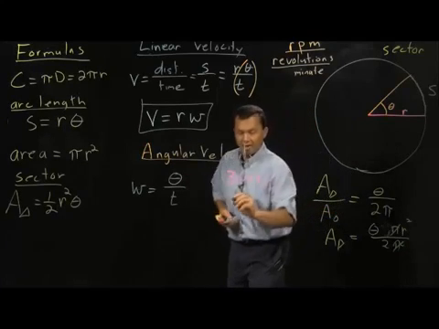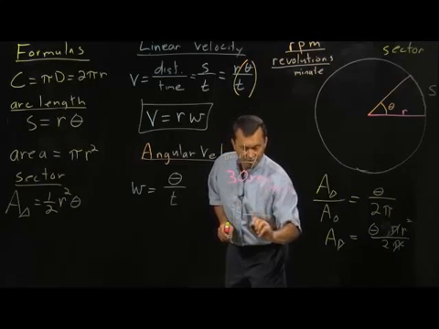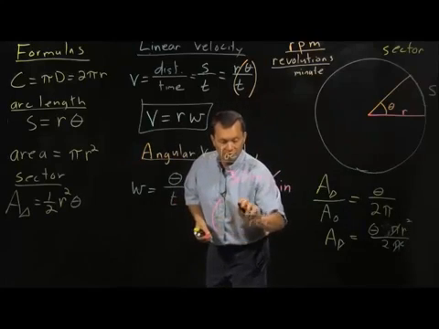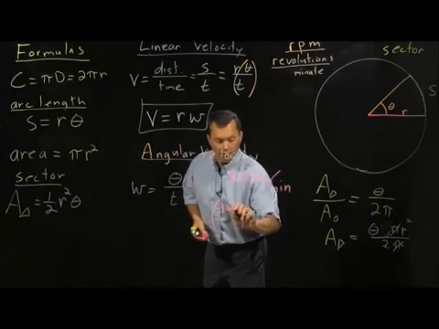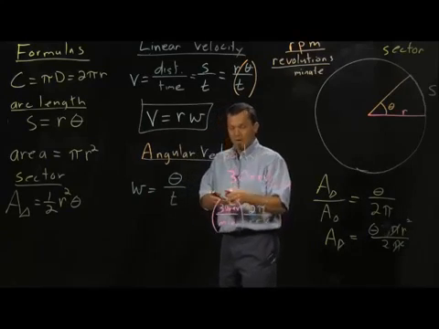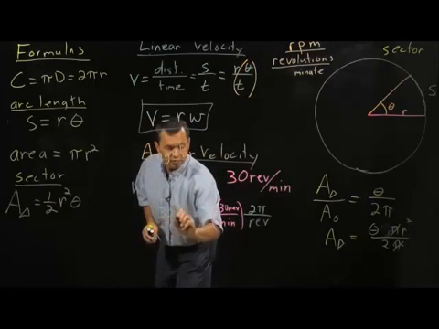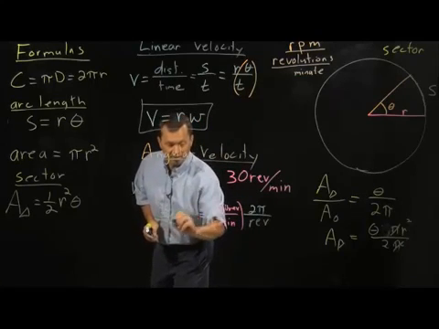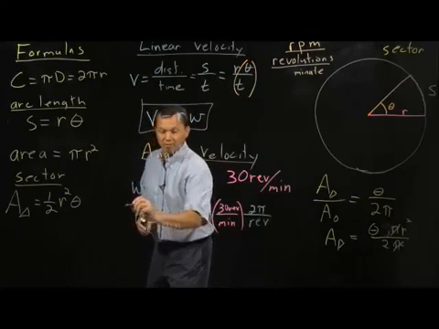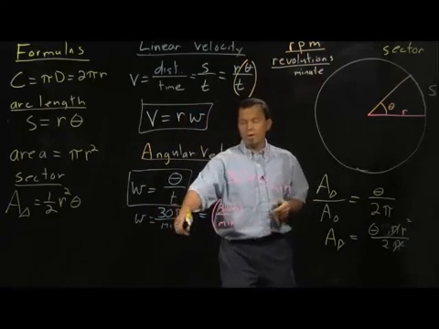Well, recall that one revolution is 2 pi radians. So there's 2 pi radians per one revolution. Multiply that by 30 revolutions per minute, and you're going to get an angular velocity of 30 pi radians per minute. So for this example, you have 30 pi radians per minute.